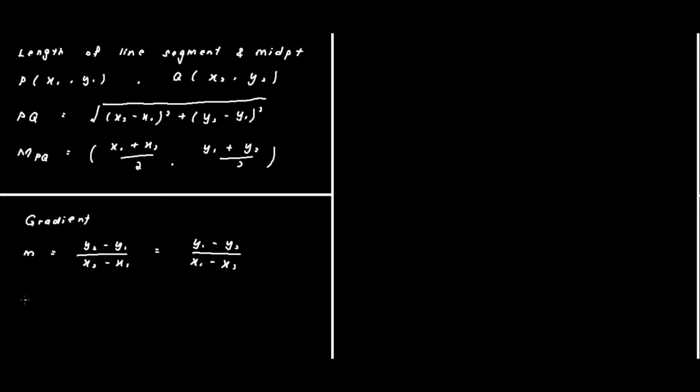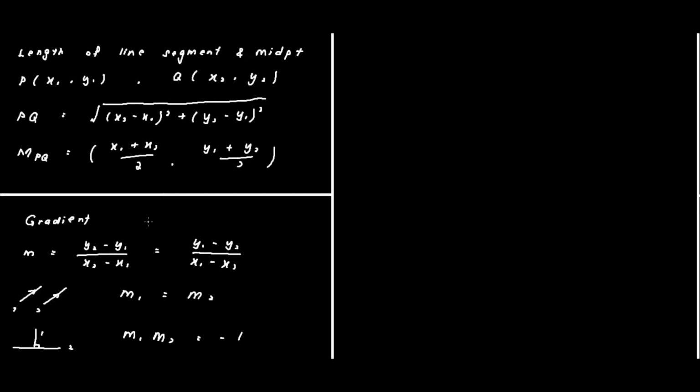Then the next one we learn is parallel lines. Let's say we have 2 lines, this is line 1 and this is line 2. If they are parallel, then the gradient of line 1 will be equal to the gradient of line 2. The last thing is about perpendicular lines. If we have 2 lines that are perpendicular to each other, this is 1, this is 2, then we have the formula m1 times m2 equals -1. So this is for perpendicular.